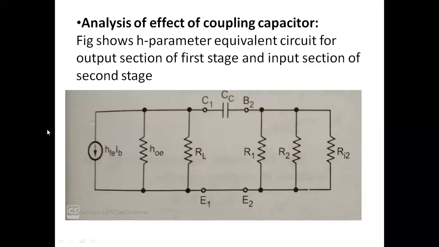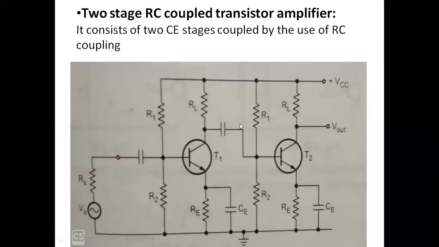So those elements are all neglected. We are considering only the output section of the first stage, that is hfe ib, hoe, and RL. Next, at different frequencies, the coupling capacitor becomes a short circuit, or it provides some reactance. So here we are trying to analyze the effect of the coupling capacitor at different frequencies.